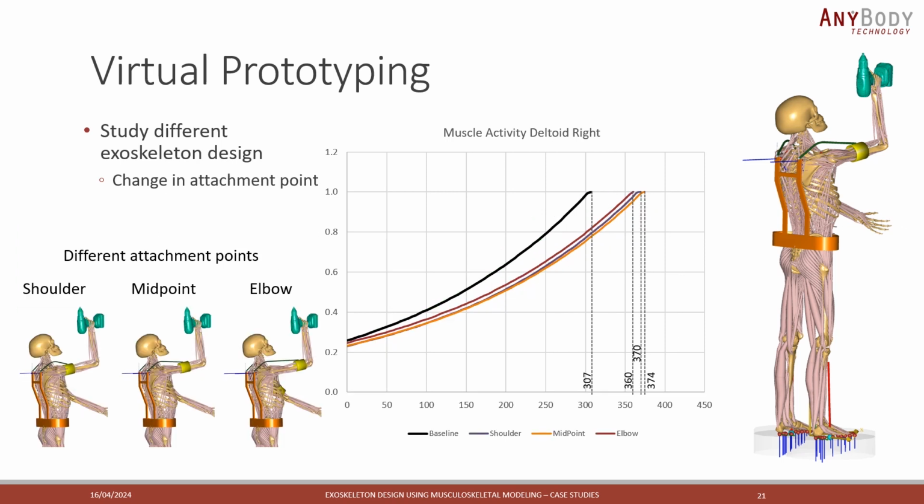In continuation with this example, we can also simulate the effect of changing the attachment point of the exoskeleton on the arm. In this example, I simulated 3 attachment points: a point close to the shoulder, another point that is close to the elbow, and the midpoint of the upper arm, which is the default configuration. We can see that there are some minor changes in the endurance time due to the change in the attachment point of the exoskeleton.